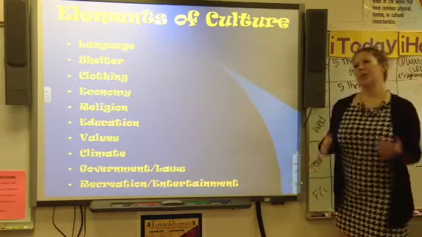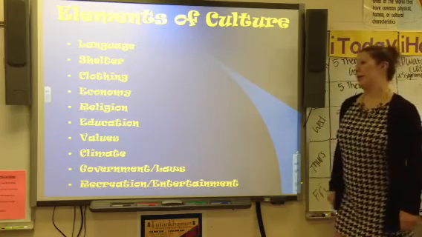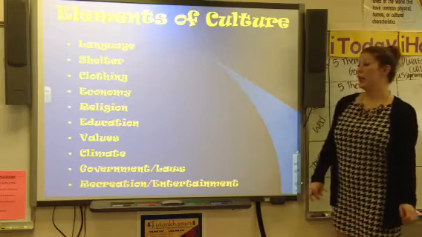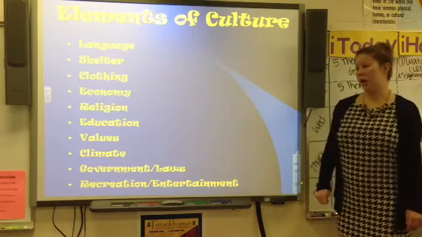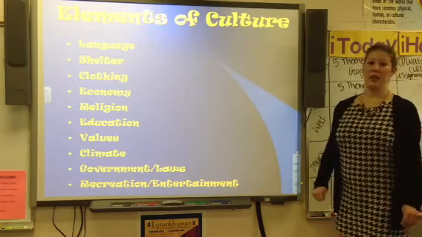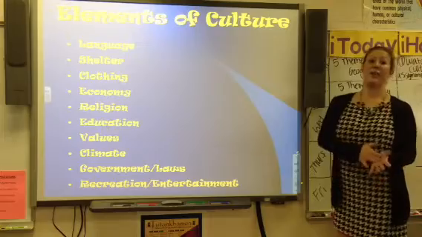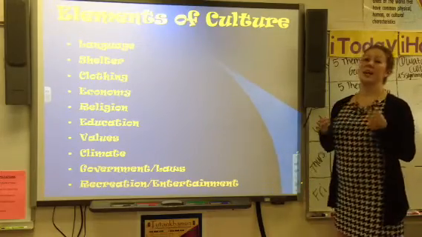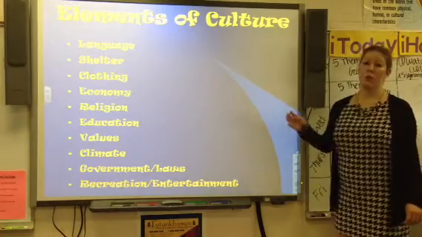Language, shelter, what types of homes and abodes they live in, clothing, economy, religion, education, values and morals, climate, government and laws, recreation and entertainment. Entertainment here in the United States might be very different than that of in India, and we're going to be studying lots of different important elements of culture and all the different cultures we'll be studying this year.